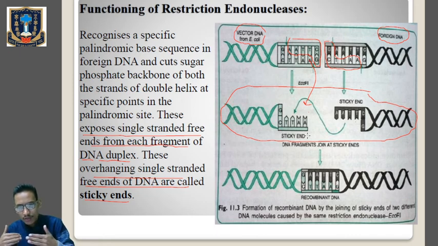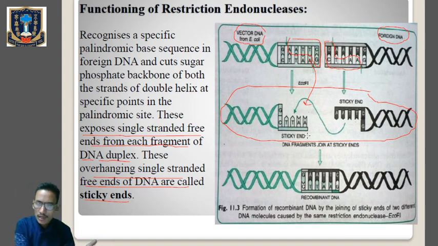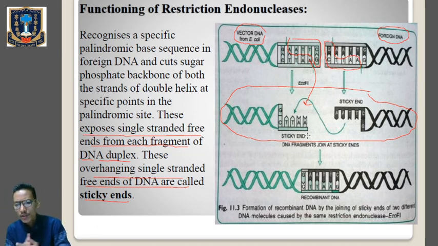Okay, so these two sticky ends, one from the vector DNA, one from the foreign DNA, now they have to be ligated, they have to be joined. And for joining, we require enzymes, right? One was restriction enzymes, which was utilized to clip the DNA and make a cut. Then, to join it, we require an enzyme called DNA ligase, because this enzyme joins or seals the gap between the DNA fragments.